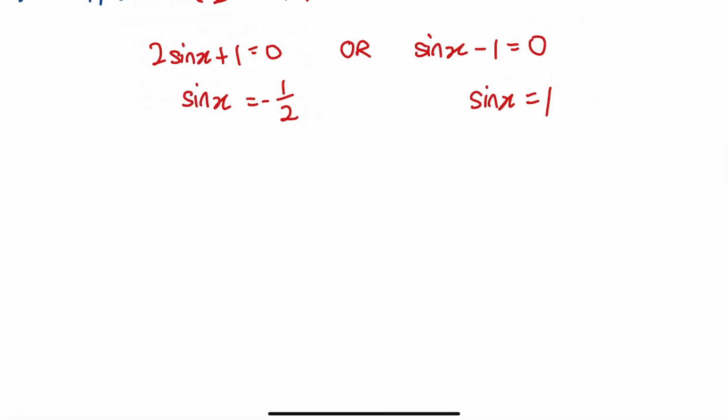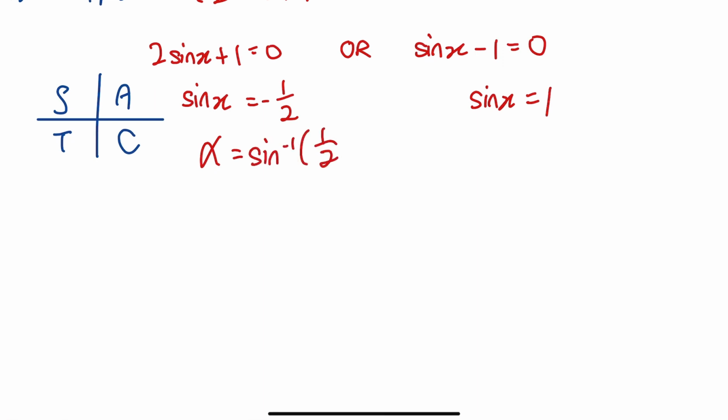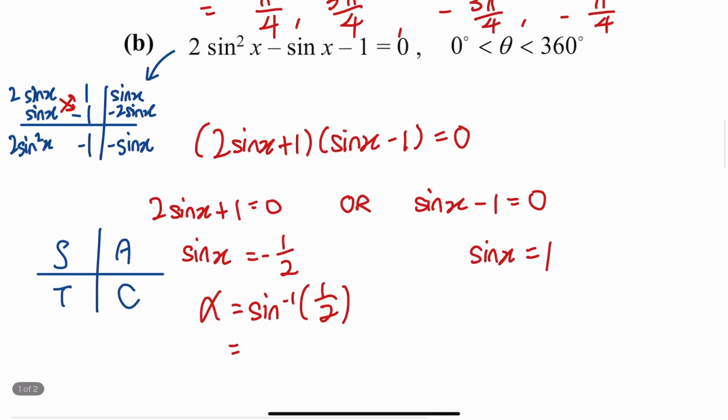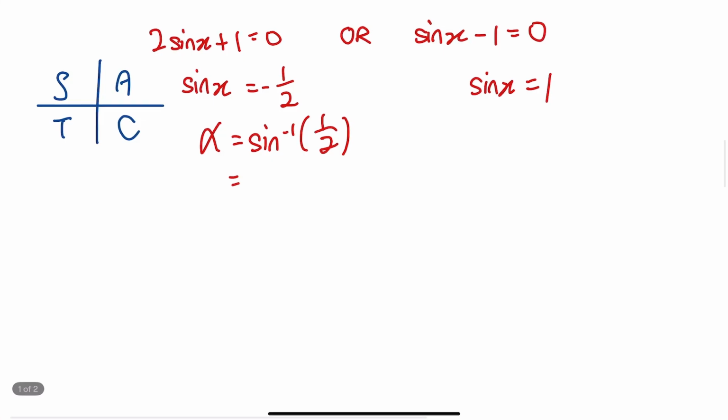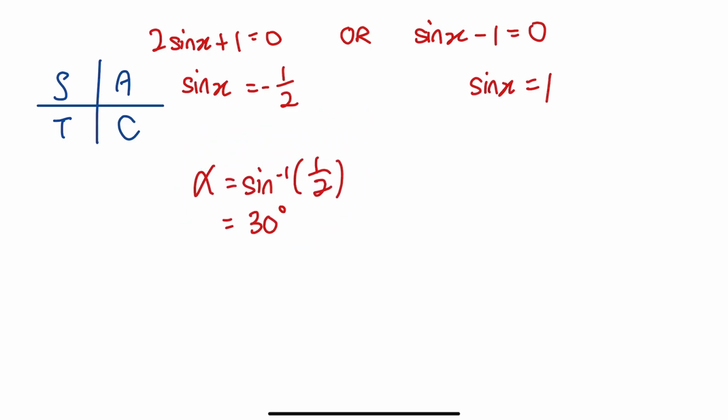Step 1, identify quadrants. If I were to draw out my quadrants, A, S, T, C. Okay, alpha is equal to sine inverse half. Therefore, sine inverse half, this is a special angle. Question is in degree, so write all angles in degree. Sine inverse half is 30 degrees. Okay, so over here, wait, before that, I haven't identified the quadrant yet. Sine is negative, it means that it is in the third and fourth quadrant. X lies in third and fourth quadrant.